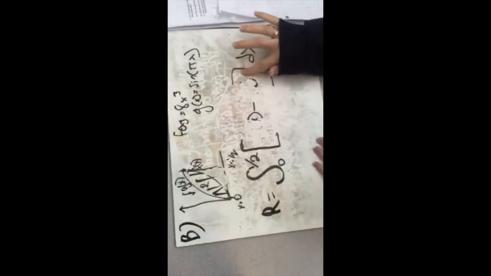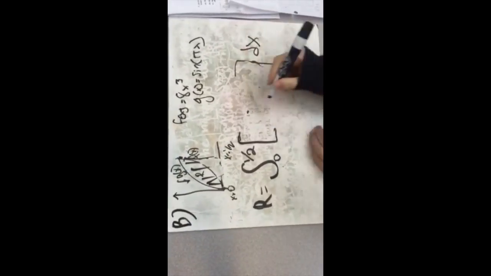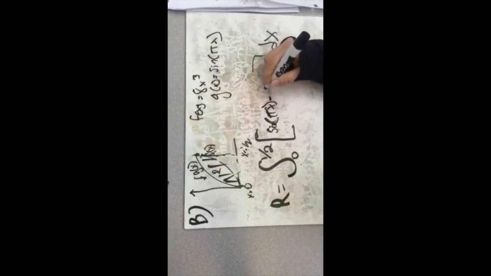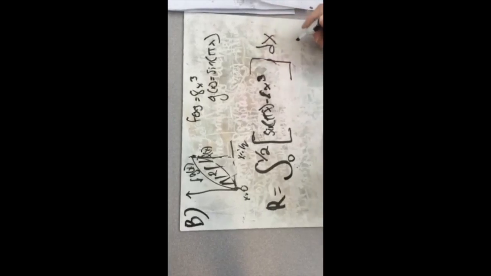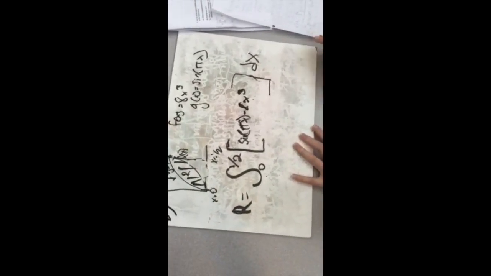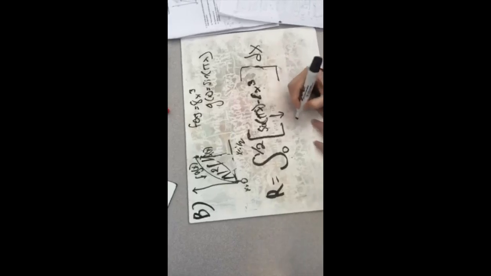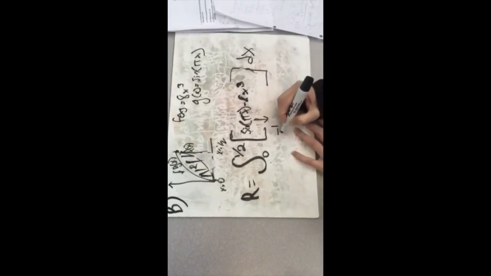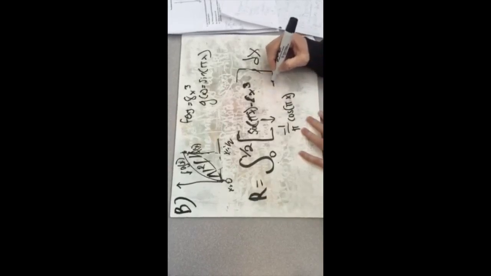Then we replace the g of x and f of x with the equations. So we write sine of pi x minus 8x cubed. Then what we have to do is take the antiderivative of each of these, which turns into negative 1 over pi cosine pi x, and this one turns into 2x to the 4th. So then we can rewrite this.